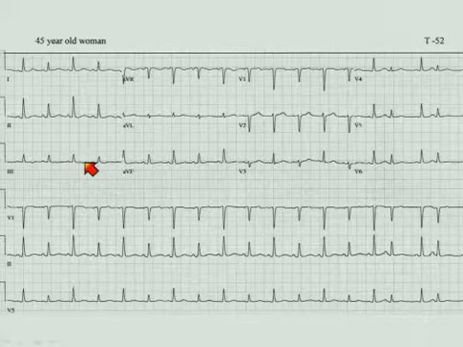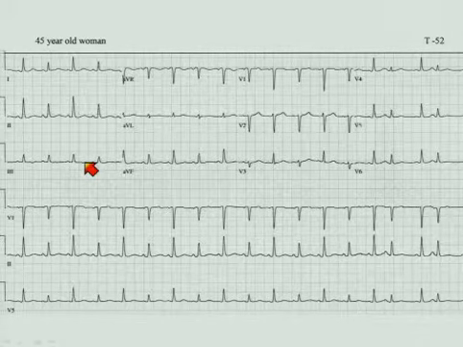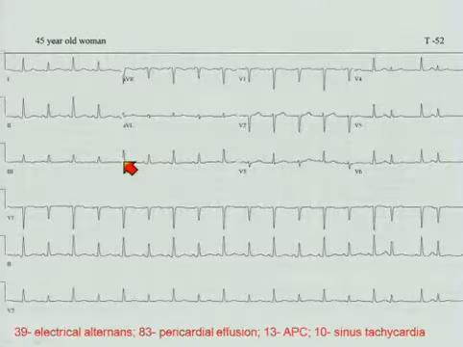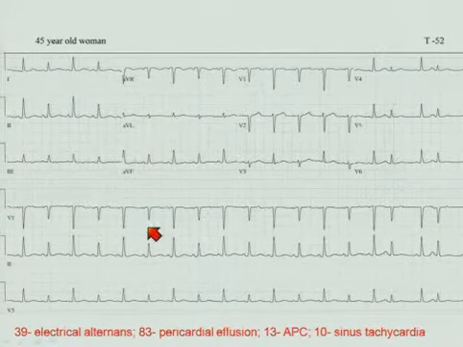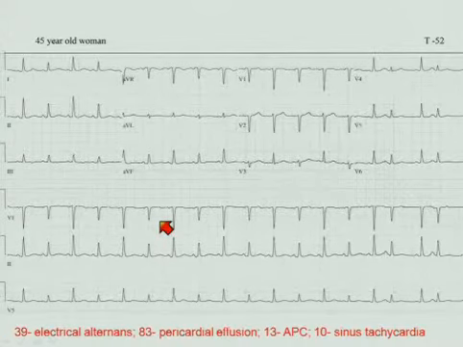These are usually the ones that have the swinging heart in the pericardial fluid, large effusions, and you can generally see that as the mechanism, or at least a major contributor to the electrical alternans. So this one would be number 39, electrical alternans, number 83, pericardial effusion, number 13, APC, and number 10, sinus tachycardia.